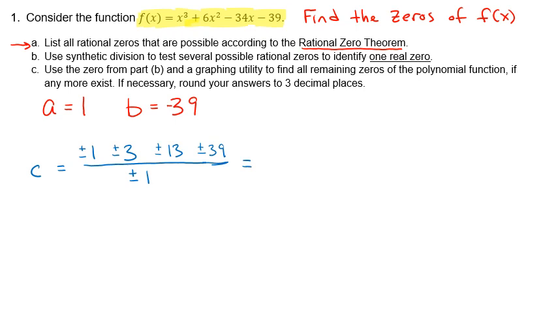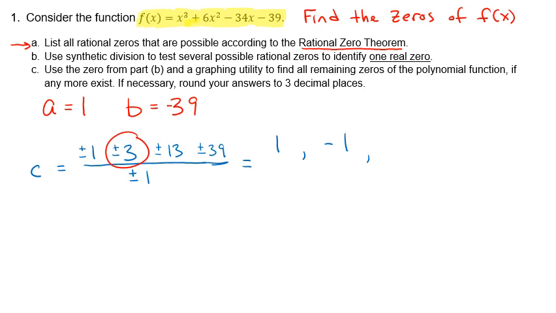All right, so we take every possible combination of numbers. One number from the list on top, which is coming from factors of b. One number from the list on the bottom. In this case, it's only a 1 and a negative 1. So I'll just systematically go through the list. I'll start with 1, then I'll do the 3, then the 13, then the 39. So 1 over 1, 1 over negative 1. So that gives us 1 and negative 1.